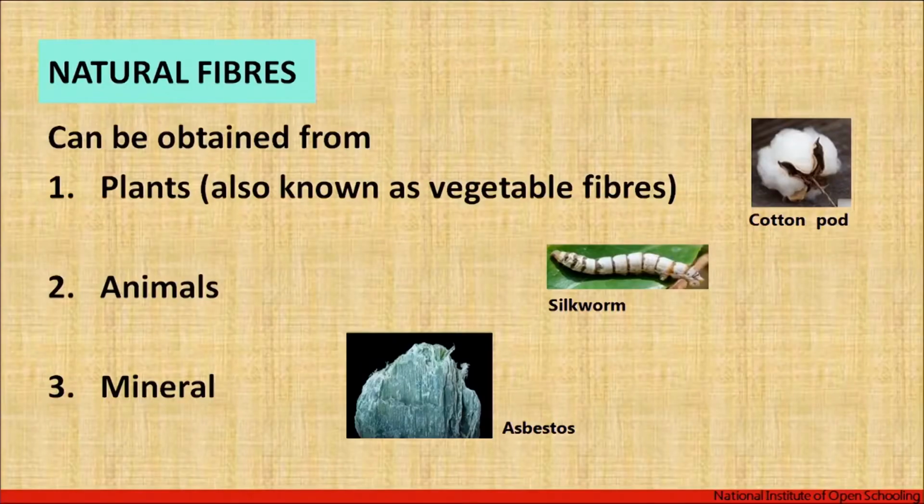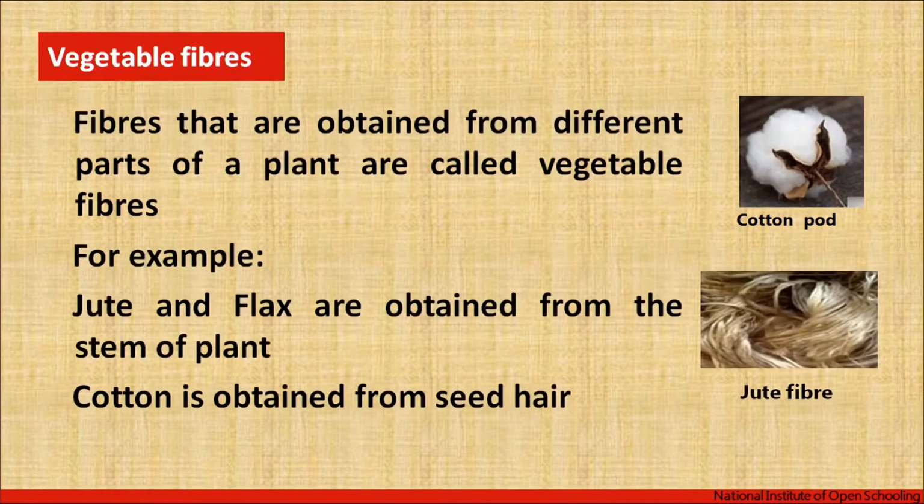So let's start with the natural fibers. Natural fibers have these three types: plant fibers, animal fibers, and mineral fibers. Fibers that are obtained from different parts of the plants are called vegetable fibers. For example, we get jute and flax from the stem of the plant, while we get cotton from the seed hair. So these are the examples of vegetable fibers.